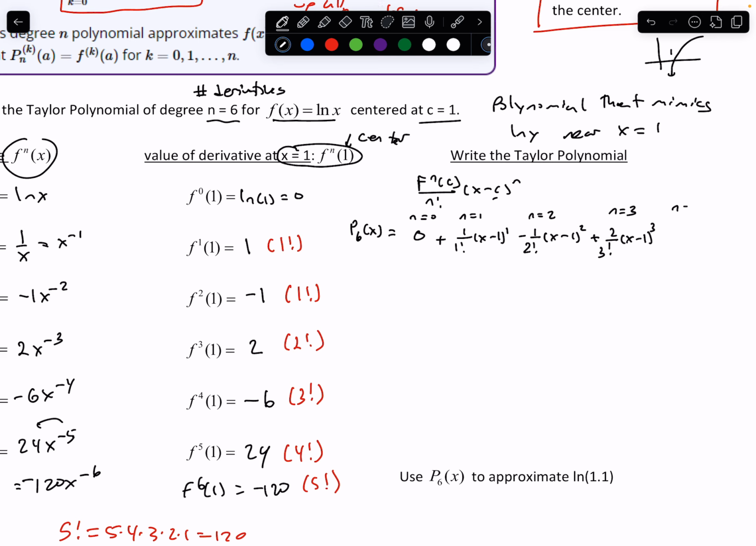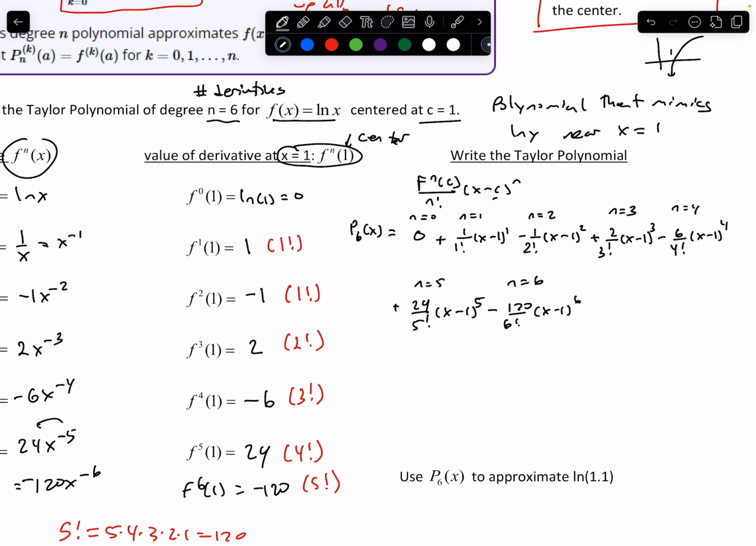Next, let n be 4. And at 4, we got negative 6. We'll go minus 6 over 4 factorial, and this is x minus 1 to the fourth. Now, let n be 5, so 24. So plus 24 over 5 factorial, x minus 1 to the 5. And then the last one, let n be 6, that's minus 120 over 6 factorial, x minus 1 to the 6.